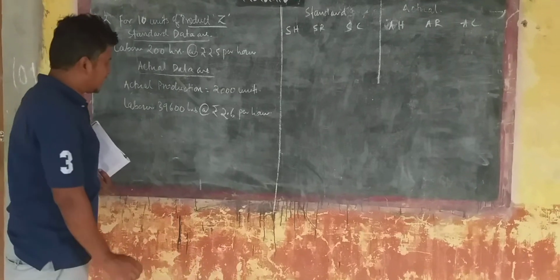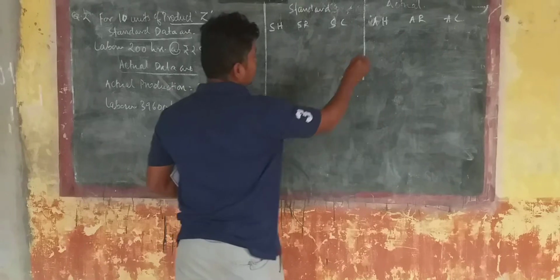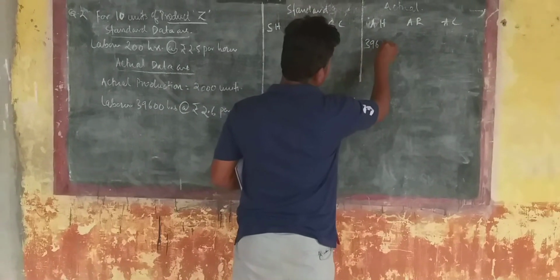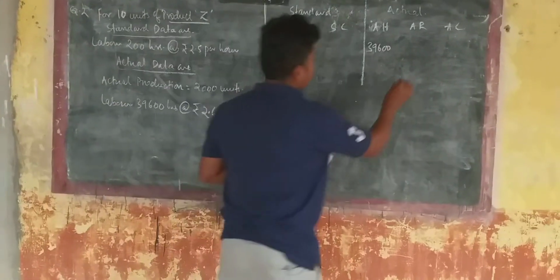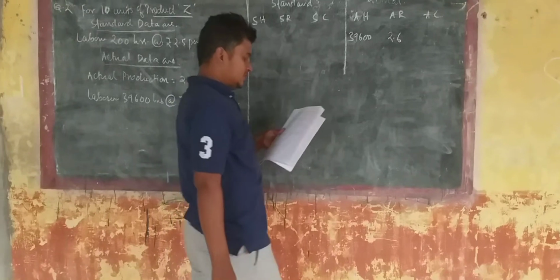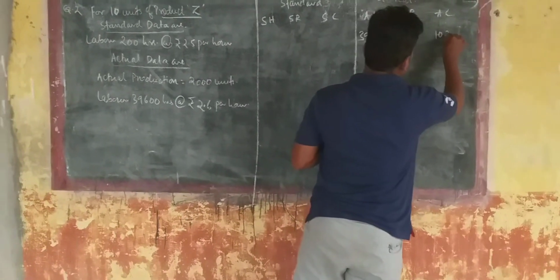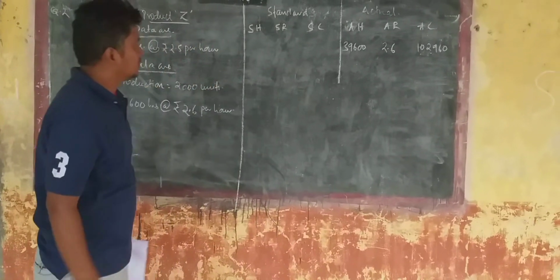So in this, what do we have to do? First write actual. How much actual is given? 39,600 hours. They are paid at the rate of 2.6. So 39,600 into 2.6, how much? 1,02,960. This is the actual cost.